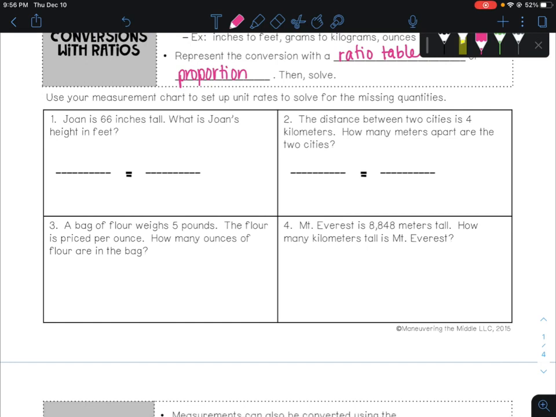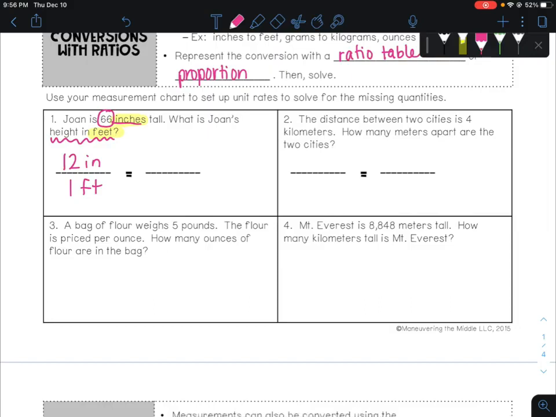All right, so we have example 1. We're going to set up the unit rates, and we're going to solve for the missing quantities. I'm going to give you any of the conversion factors that you might need. So Joan is 66 inches tall. What is Joan's height in feet? So that tells me that I'm changing from inches to feet. So I need to know, how do I convert between inches and feet? And that number you think of is 12. So you could say 12 inches, 1 foot.